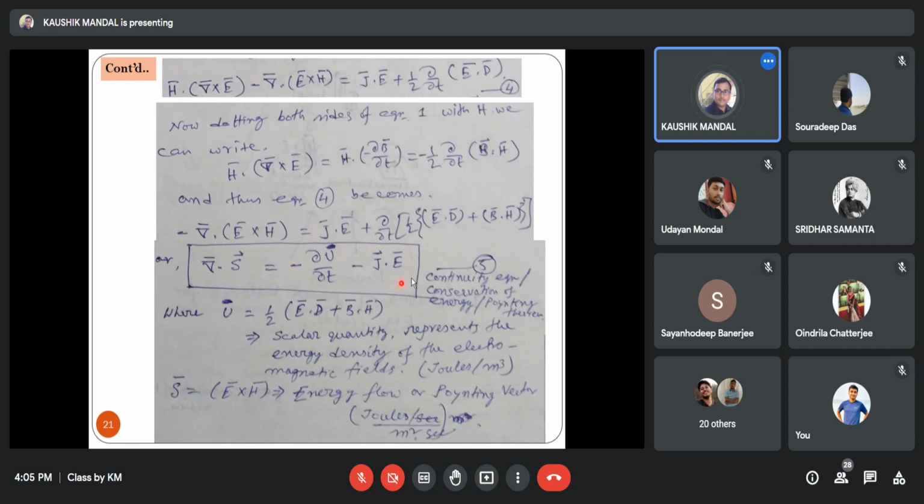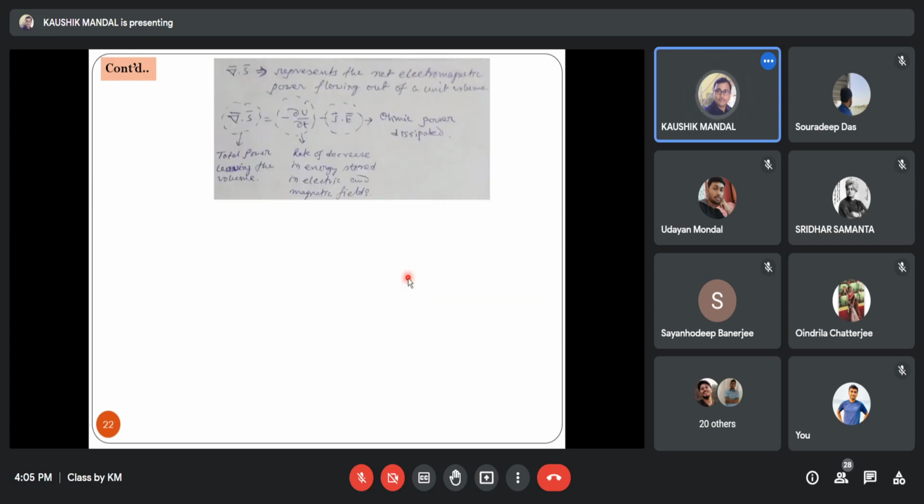And what about this J dot E, that is nothing but the ohmic loss. So this equation 5 is basically representing the conservation of energy. The total energy flow through a volume will be equal to the rate of decrease of stored energy minus the ohmic loss. So based on this equation number 5 on conservation of energy, you can now consider the statement of the Poynting theorem. That particular point is mentioned here.